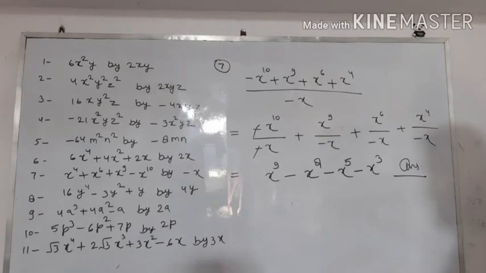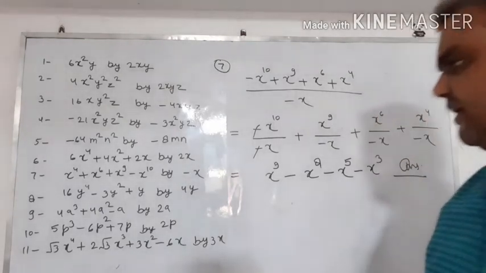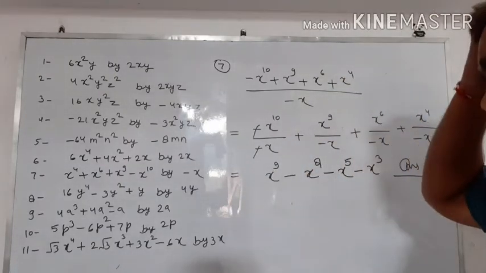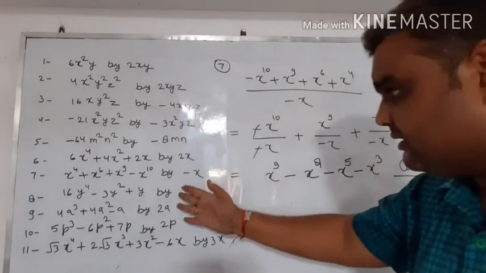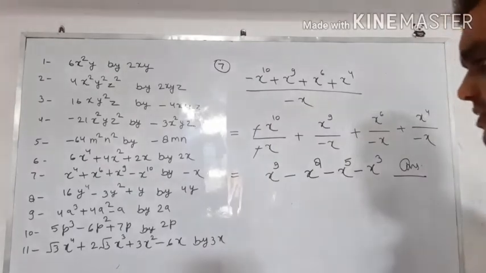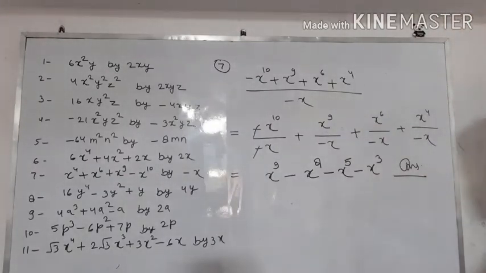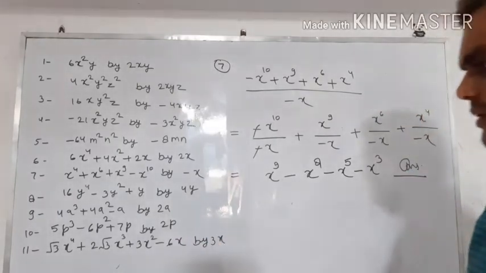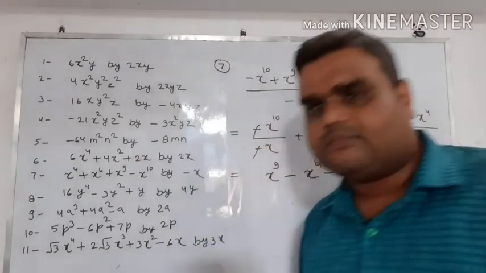Question number 7, same way you can do, because 8 and 9 are having the same type of question. Question number 8 and 9 you can do this way. Question number 10 is also the same type of question, that also you can do. But let's see question number 10 after this.